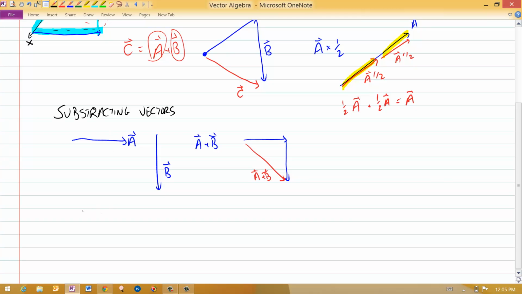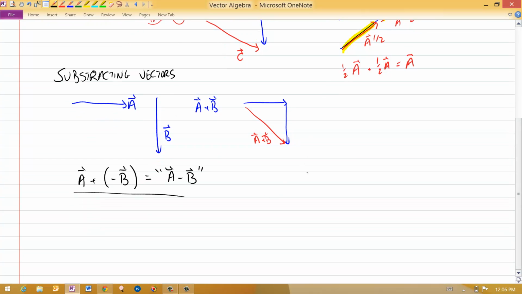You can imagine adding A to a vector which is in the opposite direction to B. So I scalar multiplied B by a minus value. This should be what A minus B is as a vector. It points in a particular direction in space, and it's got a particular length. So let's do this geometric construction of A minus B.